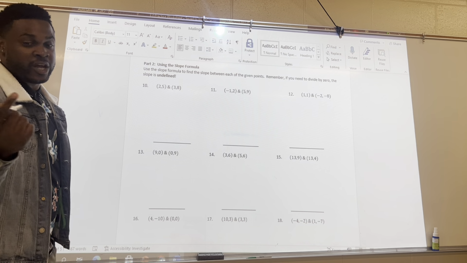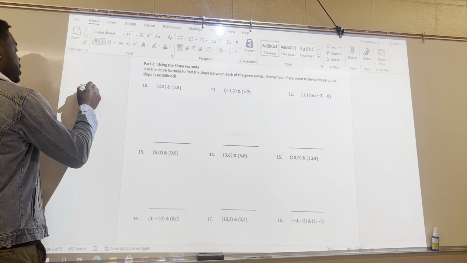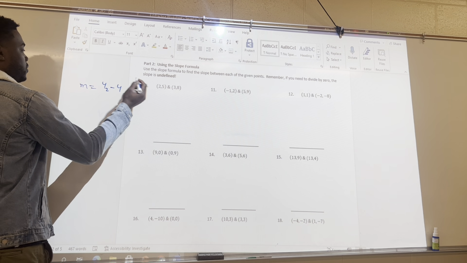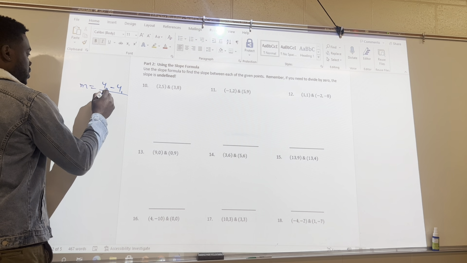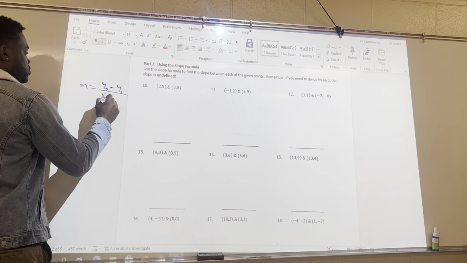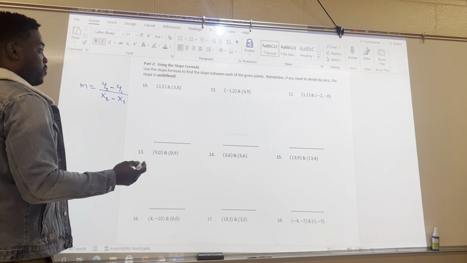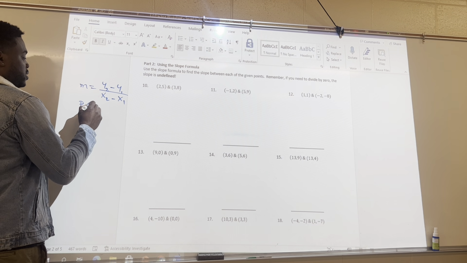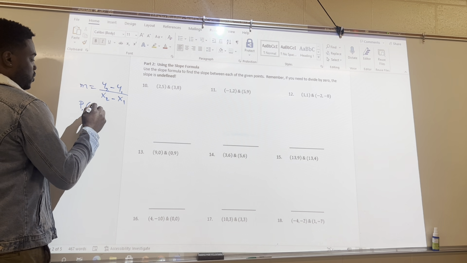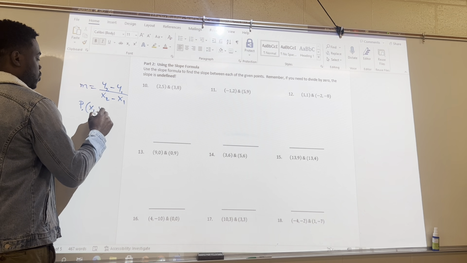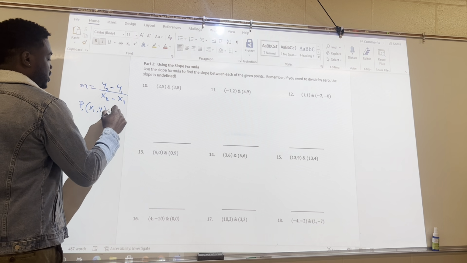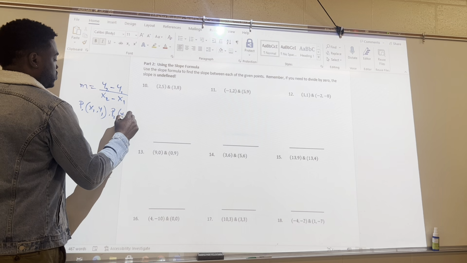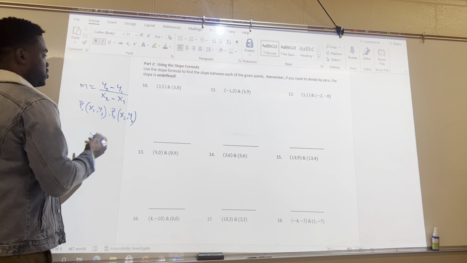or you can say the rate of change, which is m equals y2 minus y1 over x2 minus x1, where you are given 2 points. The coordinates of P1 are x1 and y1, and the coordinates of P2 are x2 and y2.